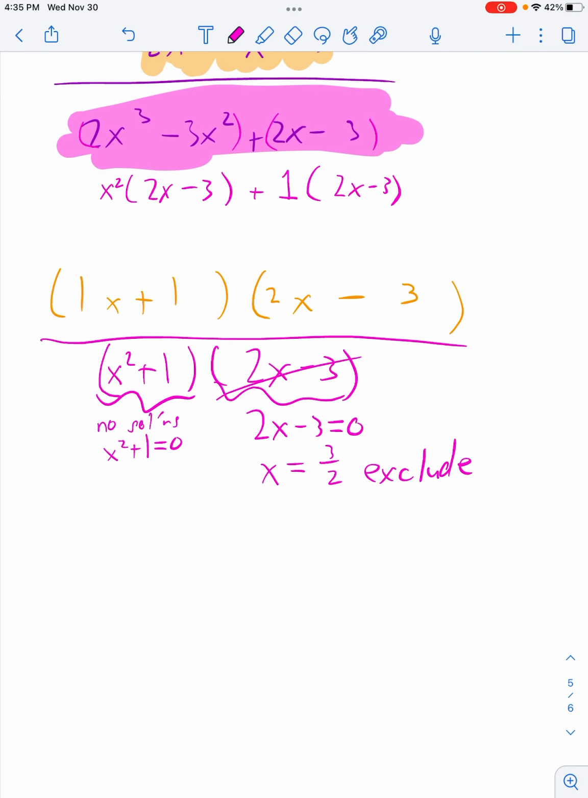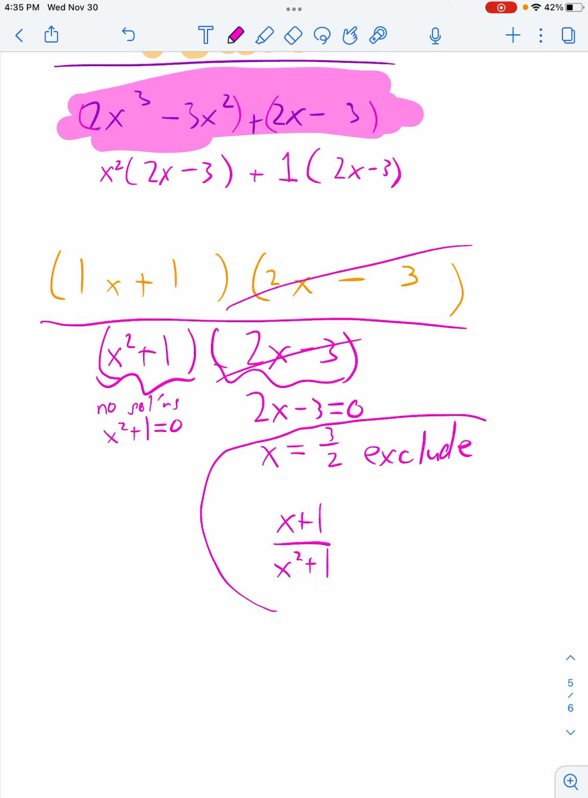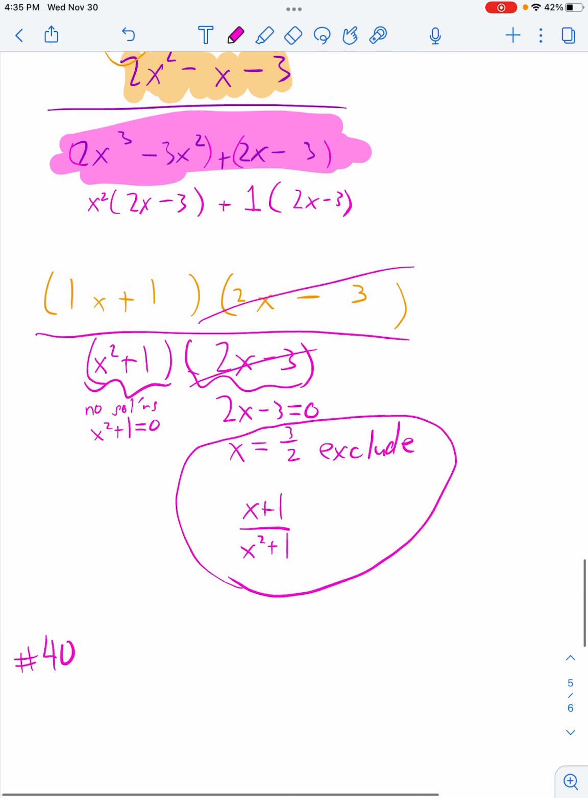So then we can just cross these off, okay? So our final answer is x plus 1 over x squared plus 1 with x equals 3/2 excluded, okay? Good stuff. Let's move on to number 40. That was the third one requested that we didn't get to in class.